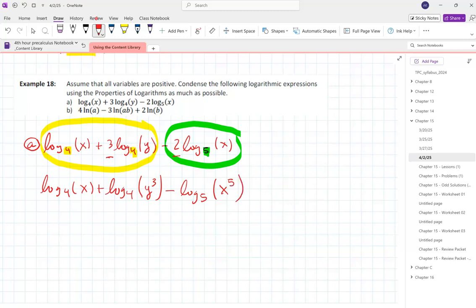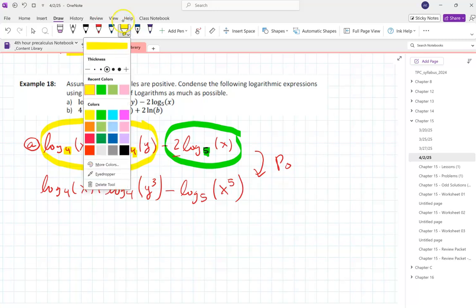And if you wanted to, you could write that last one as plus log base 5 of x to the negative 5. If you wanted to, you don't have to. I'm going to write it this way because I think it's the more natural way to do it. I like to leave the negatives attached to the logarithm and not to the number in front. Everybody's okay there?